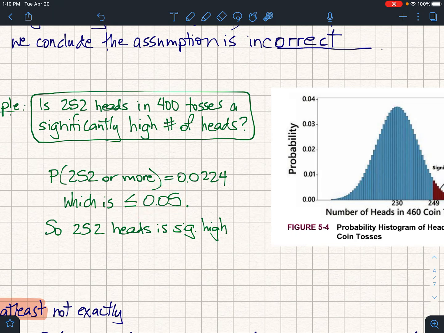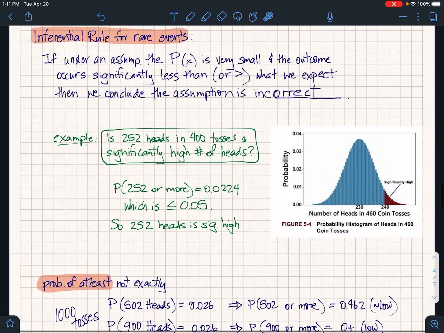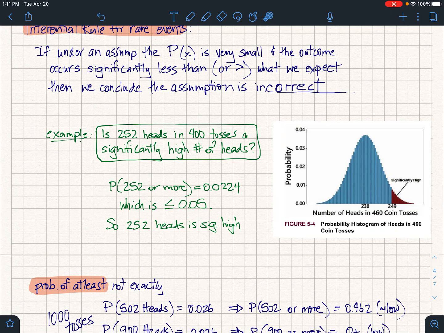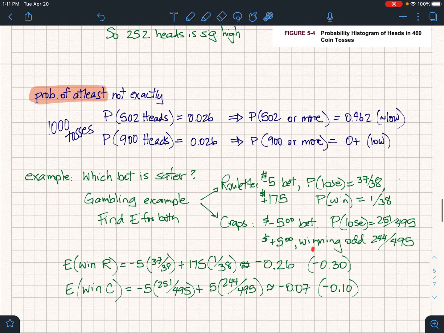So the probability is approximately a little bit more than 2%, which is definitely less than our threshold of 5%. So 252 is significantly high. Again, as we might expect, the mean is 230 out of 460, right? The middle. And our probability distribution will look like that with 400 tosses, 460 tosses. Okay? And so that clearly is a sign that we shouldn't be using coin tosses to determine who goes next. Or we have to somehow balance the game, so that the coin toss doesn't affect it that much.